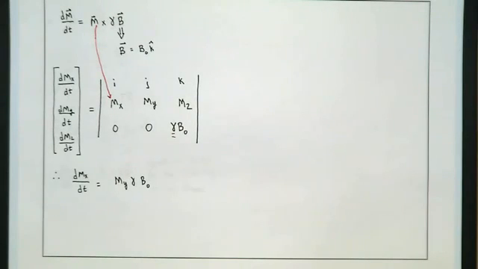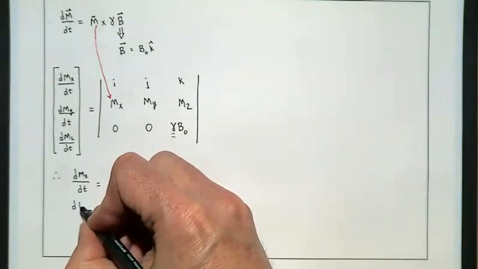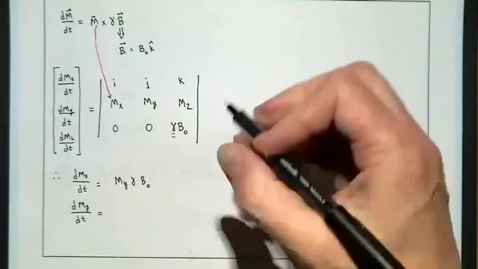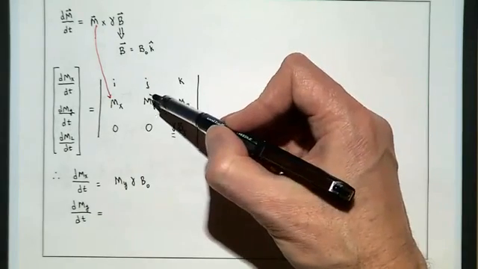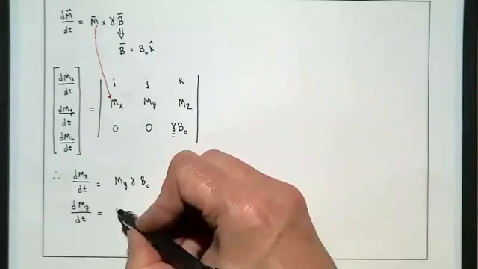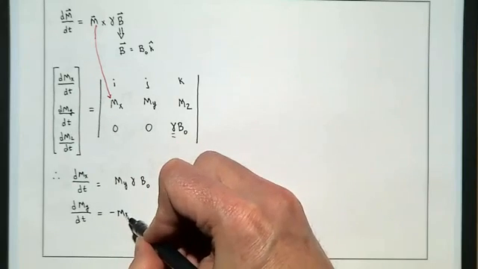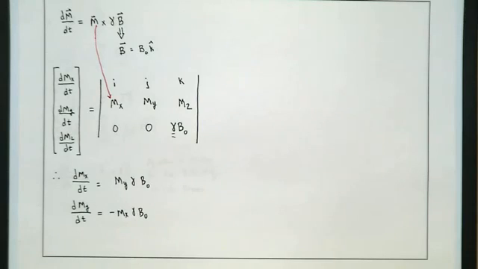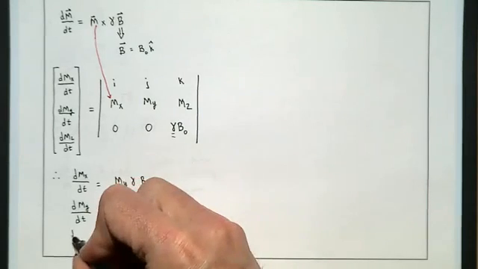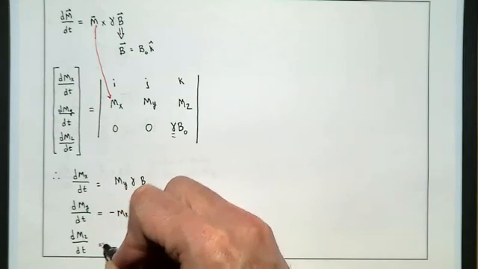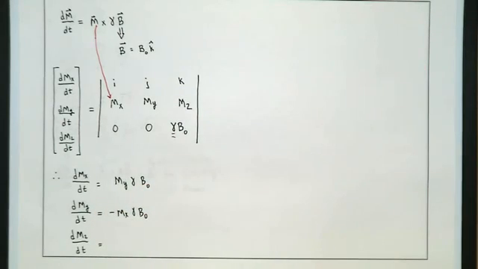Mostly nods. Okay. So I'm going to write my dMy/dt similarly. I just get it out of the determinant matrix along the j direction, and I end up with 0 times Mz minus an Mx gamma B0. And then the last one is just what happens to dMz/dt. And what do I have? Just 0.